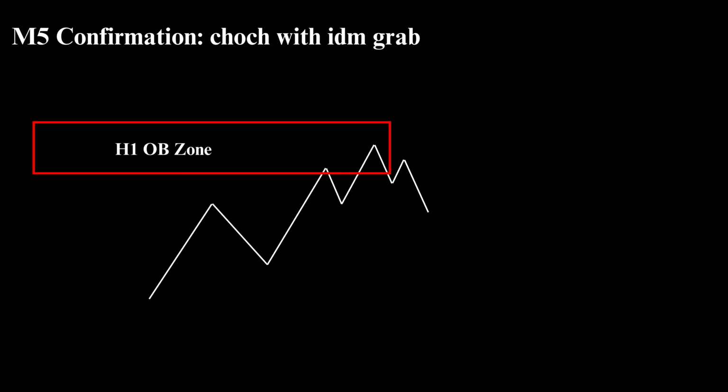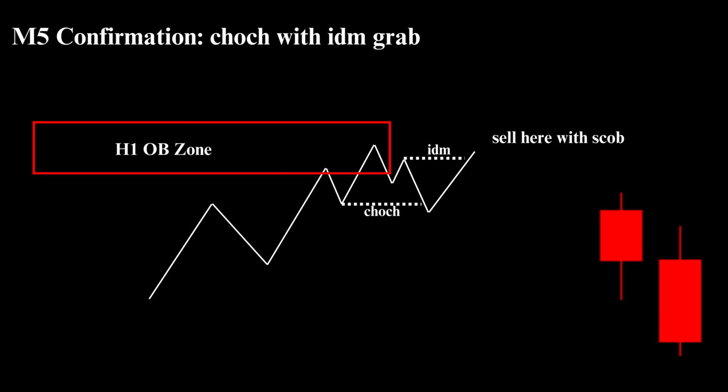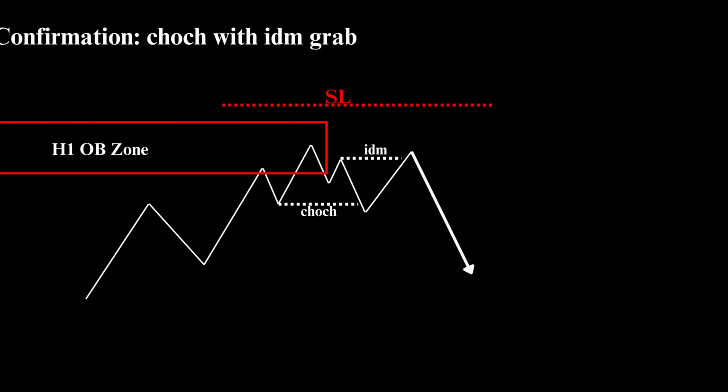This is the illustration of bearish change of character with inducement entry module. Upon retest of H1 order block zone here, price forms on M5 time frame change of character here, and this level acts like inducement. When inducement is grabbed like this, we still wait for single candle order block before entry sell this way. Stop loss must be placed above H1 OB zone like this.